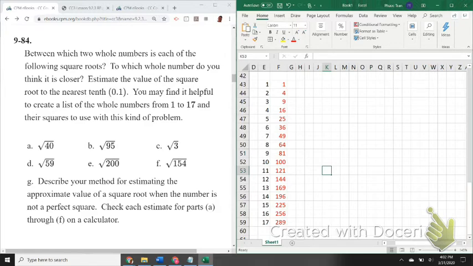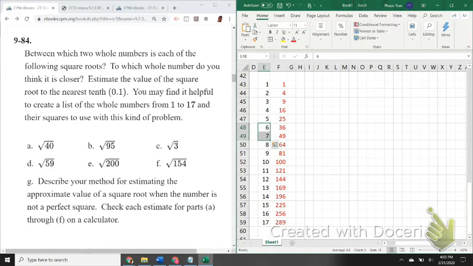Use this to answer problems A through G. We'll do A together. A says, what's the square root of 40? I want you to estimate that to the nearest tenth. The tenth is just that first number right after the decimal. So the square root of 40 is between what two numbers? Well, if the square root of 49 is 7 and the square root of 36 is 6, I know my answer is going to be between 6 and 7.